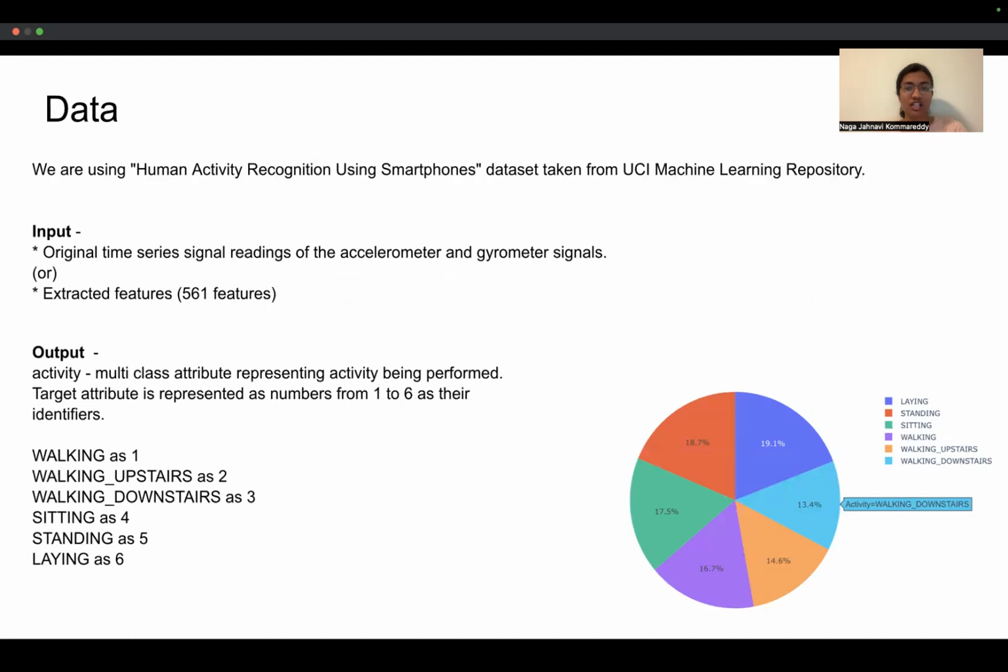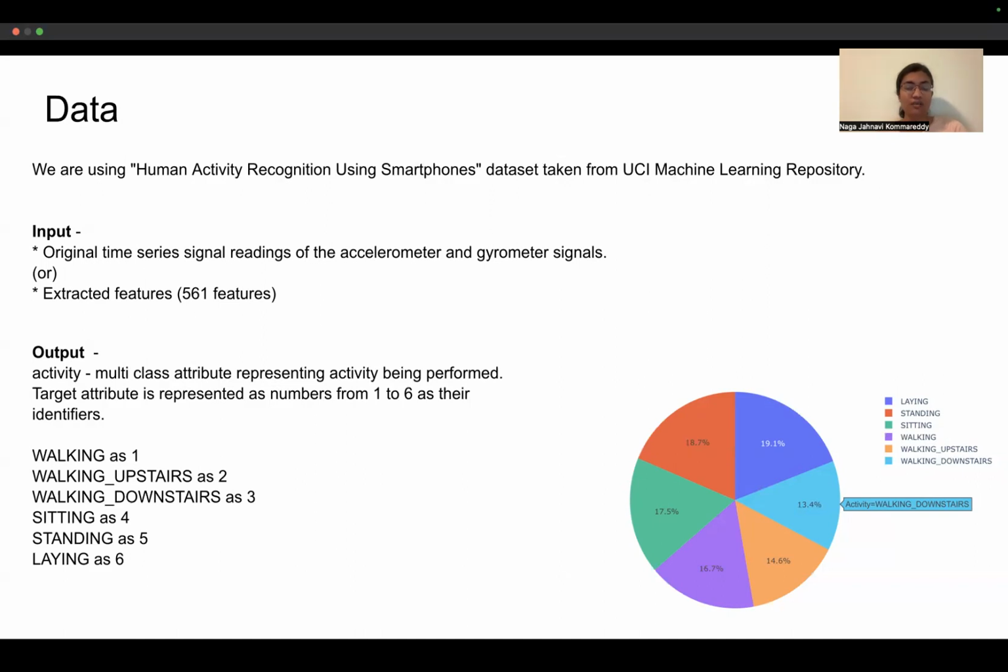We have taken the dataset from UCI Machine Learning Repository, and this dataset contains data in two parts. The first part is the original time series signal readings of the accelerometer and gyrometer signals. The second part is the processed data, obtained by applying some transformations to extract the features, and around 560 features are extracted for each record. And the output is a multi-class attribute representing the activity being performed.